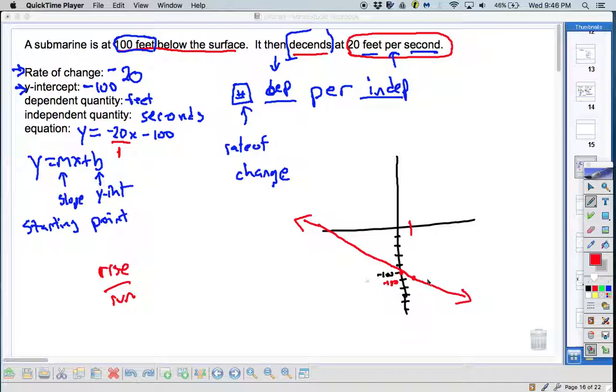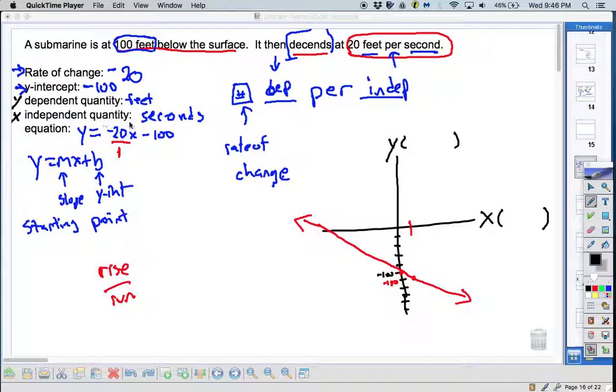Okay, so the only thing left to do is to label our axes. Remember, left and right is x, up and down is y. But it's not good enough to just label them x and y. We need to say what we're measuring on these axes, and that's where this other information here comes in. Dependent is your y. Independent is going to be your x. So anytime I see independent, we're going to talk about x, and anytime we see dependent, we're going to talk about y.